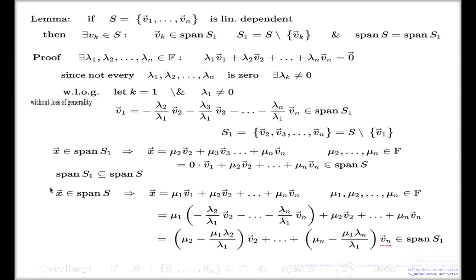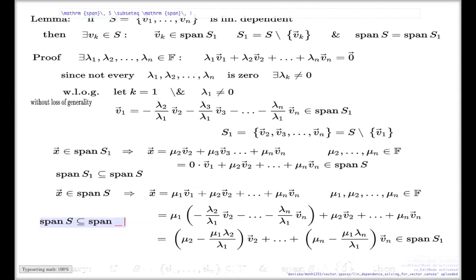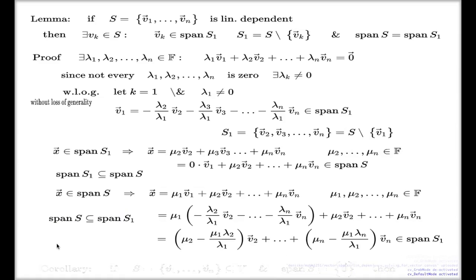So the second line shows me that the span of S is a subset. We took any element from the span of S, and we showed that this element lands in the span of S1. So it means that the span of S is a subset of the span of S1.